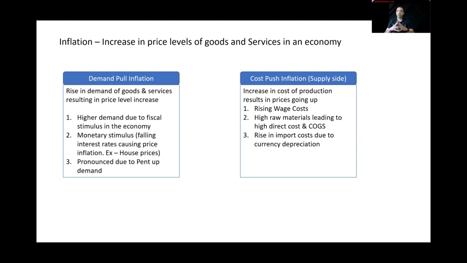And the third one is a rise in import costs due to currency depreciation. When your currency is depreciating relative to the other currencies, your import cost can go up, which can increase the direct cost, and it can cause a rise in prices. So pretty much these are the broad level conditions that can cause inflation on the supply side, that is the cost push side, and the other side is demand led.